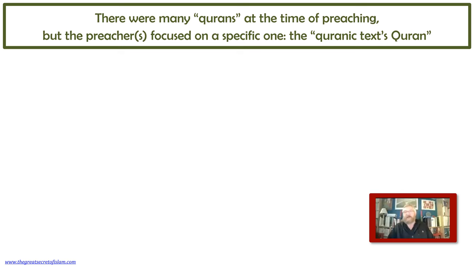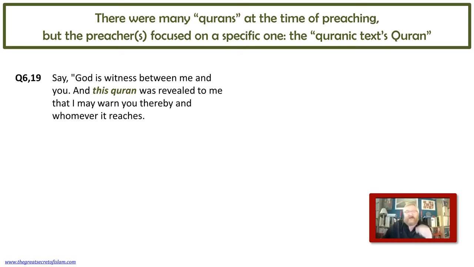But we will see that the standard Islamic narrative is incapable of explaining many verses according to itself, because in many verses we find that there were other Qurans. There were many Qurans, in fact, at the time of the preaching, and the preacher specifically focused on a Quran, which is the Quranic text, Quran with a big Q.